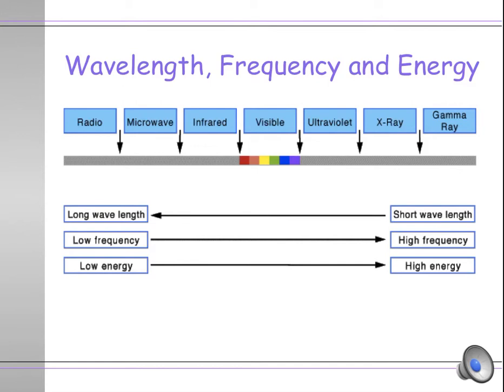There is a relationship between wavelength, frequency, and energy. You'll see on the left side, the longer the wavelength, the lower its frequency, which also means that there is low energy. If you look on the right side, we see that a short wavelength has high frequency and also has high energy. So let's think about this a little bit.